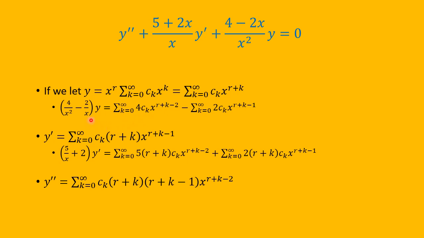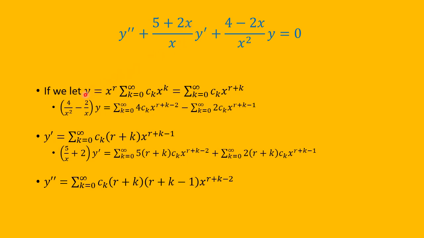So then let's look at certain things that we have up here. Let's look at this term first. 4 minus 2x over x squared times y. We can write that as 4 over x squared minus 2 over x times y. Now, 4 over x squared times y is equal to this, minus 2x times y is equal to the stuff over here.